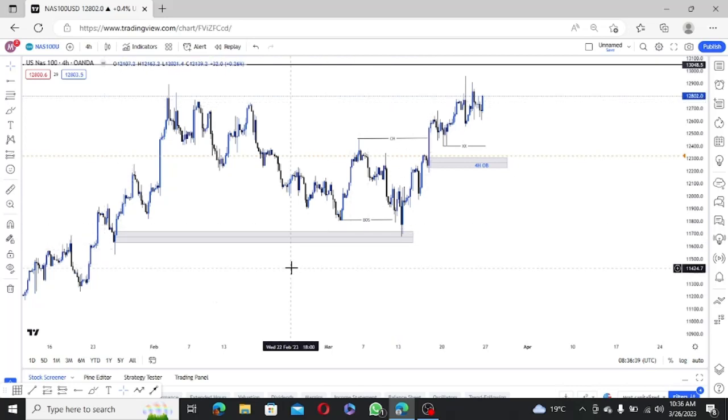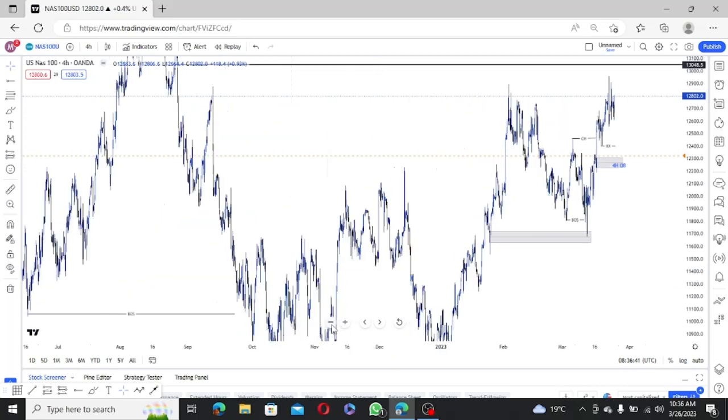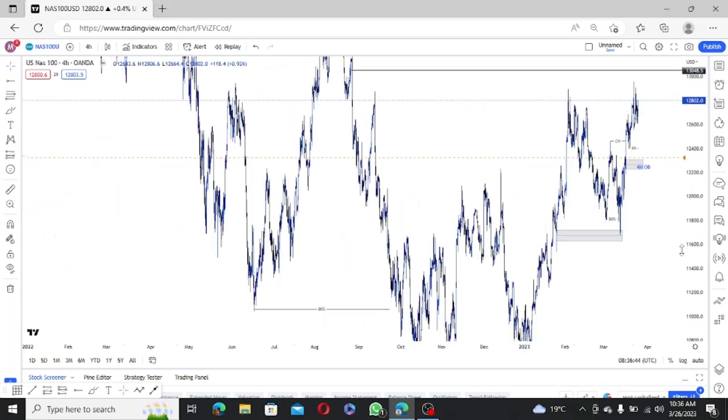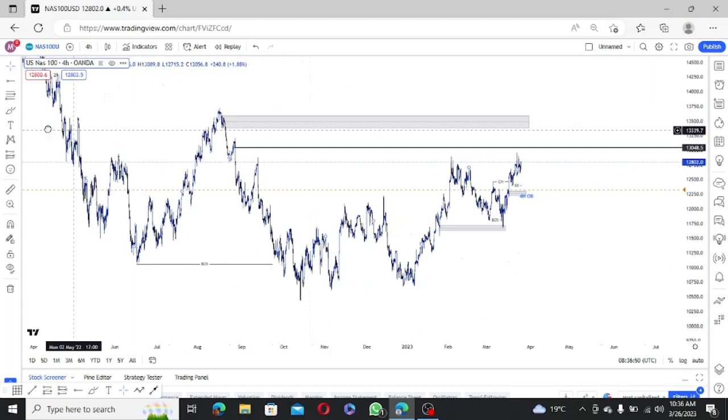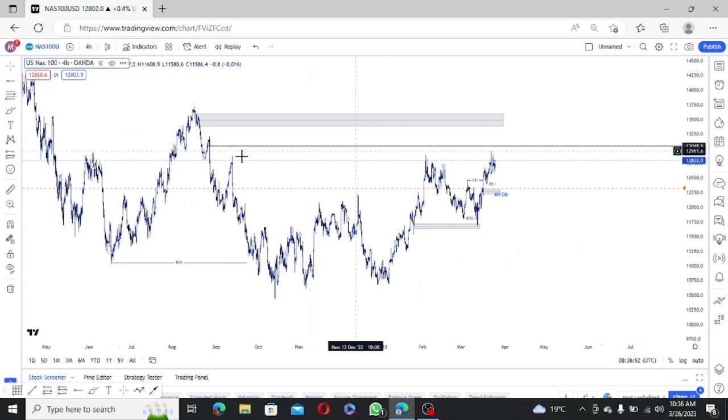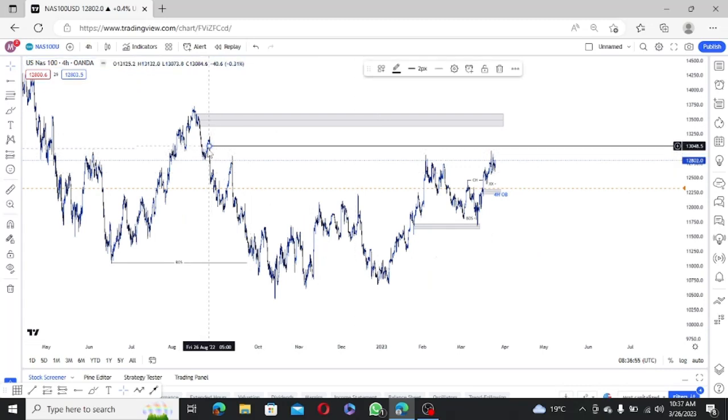I just want to show you guys what I'm looking at currently on Nasdaq. Let me just zoom out a bit. We have multiple order blocks. The reason why I'm looking for this order block that I identified here, I'll give you guys the very good reason for that. Let me just remove that.